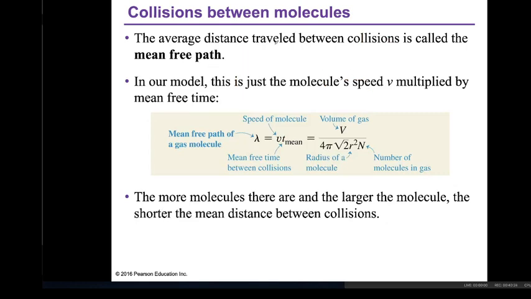The average distance traveled between collisions is called the mean free path. In this model, the mean free path is lambda. It equals v t mean, and it equals v over 4 pi square root of 2 r squared n. So how did you get this equation? It's very complicated, so we don't derive the equation. You just need to know there is such an equation.